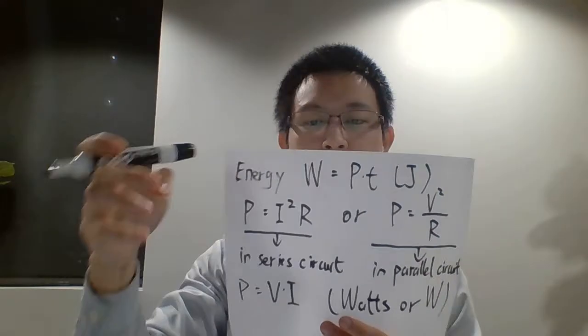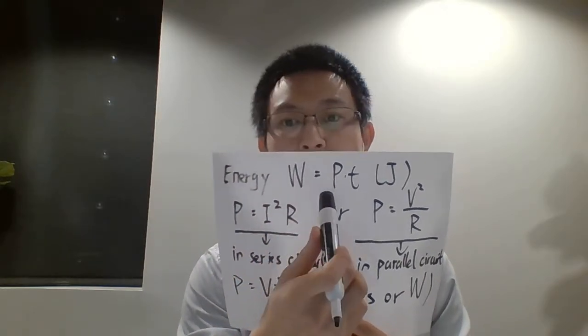1 second consumes 750 joules of energy. That gives W equals 750 joules, and T equals 1 second. So P equals W over T, right? We know that W equals P times T, so P equals W over T, which is 750 joules over 1 second. That's 750 watts.